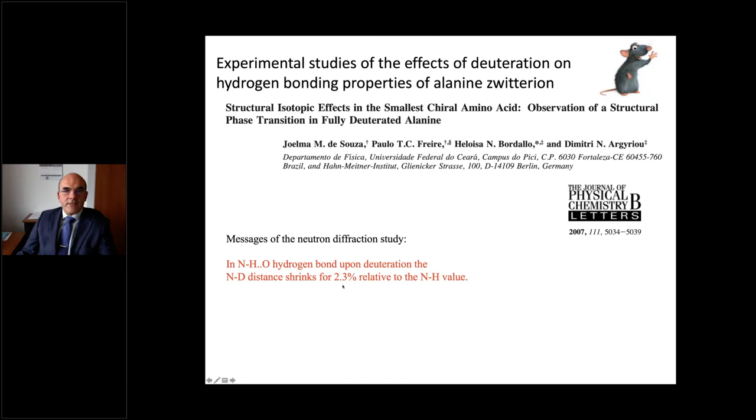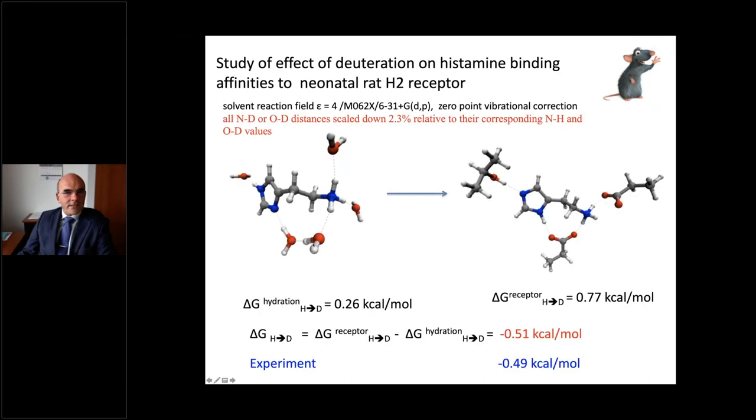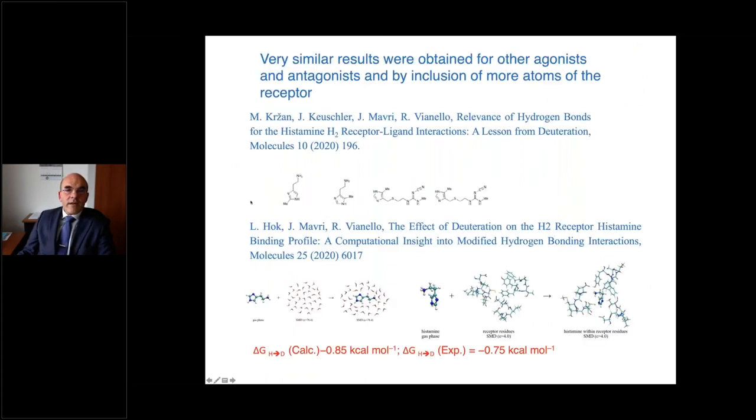We considered this as a constraint in quantum chemical calculations. We just scaled ND bonds and OD bonds with a factor of 0.98. So Robert came up with this complicated scheme, since it's necessary to transfer histamine from aqueous solution to the receptor, and we were basically able to reproduce the experimental change in the affinity. So we repeated the exercise with a much larger water environment and a much larger part of the receptor, and we basically came up with the experimental value for progressively methylated histamine and two antagonists.